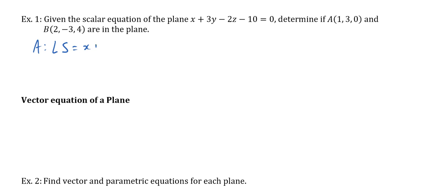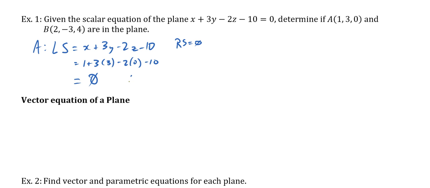So the left side is x plus 3y minus 2z minus 10, and the right side is 0. So that's 1 plus 3 times 3 minus 2 times 0 minus 10. So 1 plus 9 minus 0 minus 10 is 0. Therefore, A is in the plane. Nothing interesting going on here. Nothing profound.